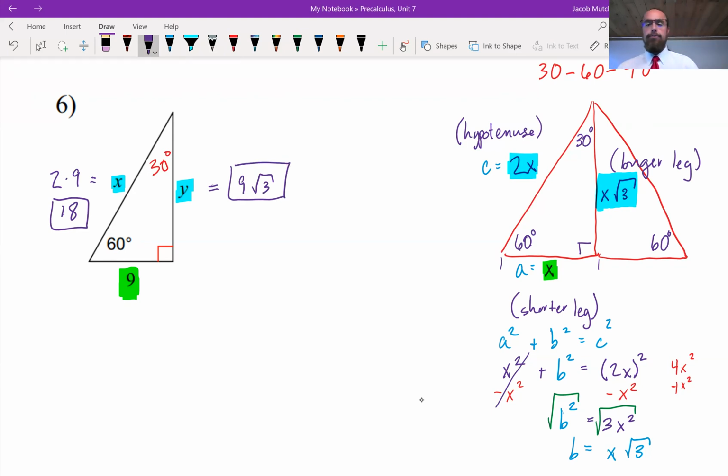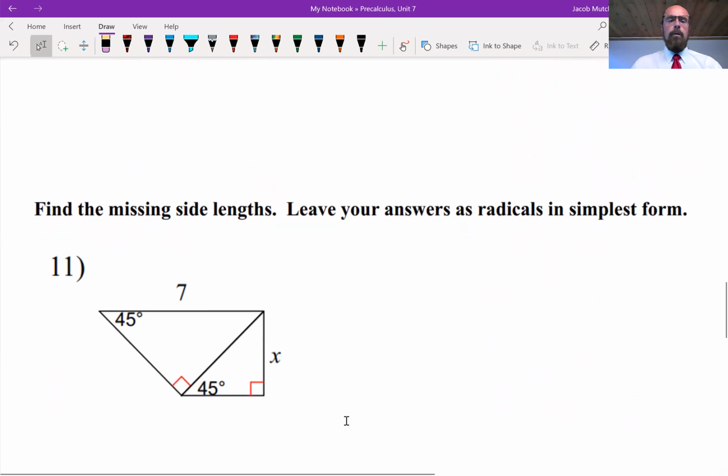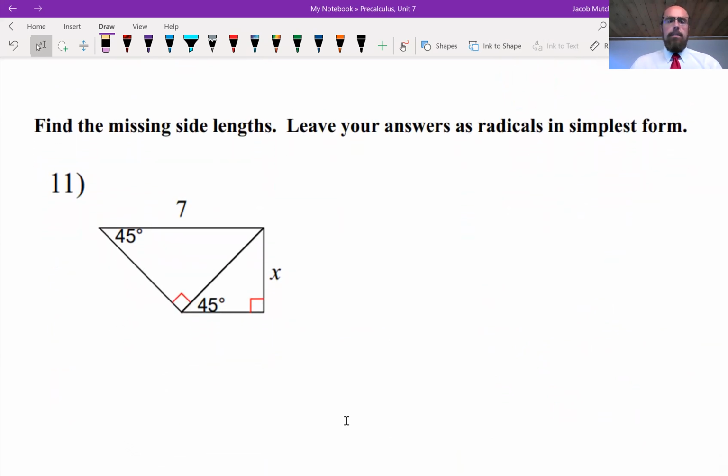Again, the special right triangles are here for us as shortcuts. They give us a way to calculate missing leg lengths, missing side lengths quickly. Our fourth example here has to do with two 45, 45, 90 right triangles. Notice it's been complicated by the fact that these triangles are sharing side lengths and they are different in terms of being a leg or a hypotenuse from triangle to triangle.